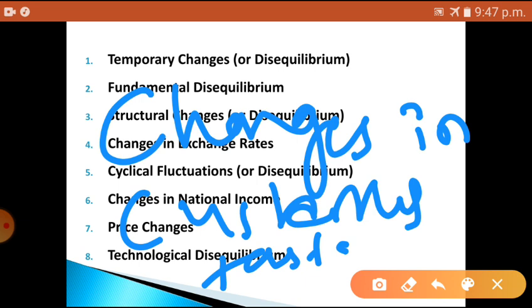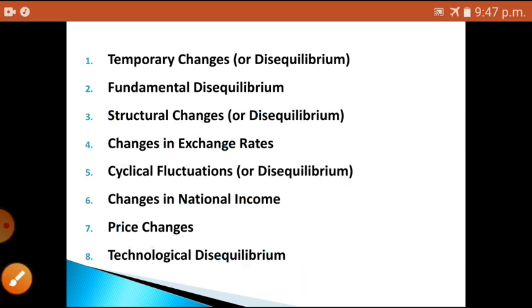Understood? Means the first factor is change in customer taste. If the customers are not liking our goods and services, it will automatically reduce the country's export, through which we should increase our imports. Through this it will cause disequilibrium in BOP.